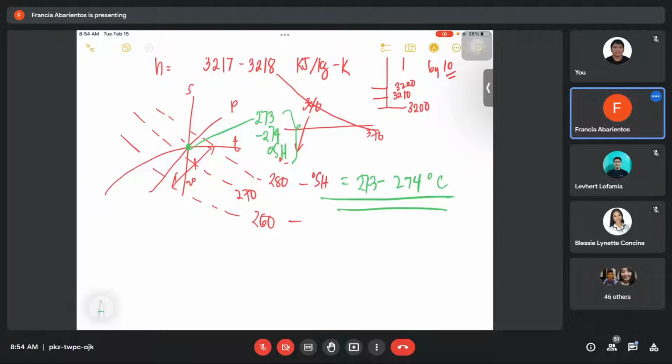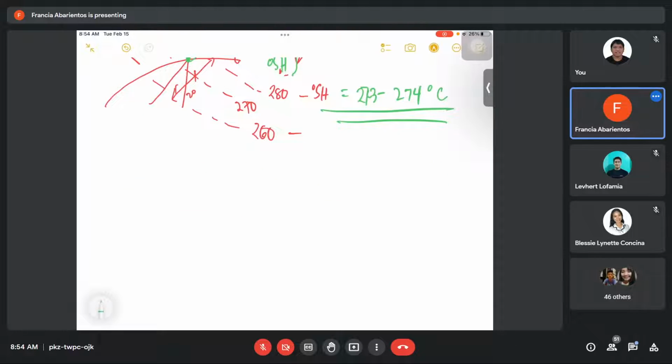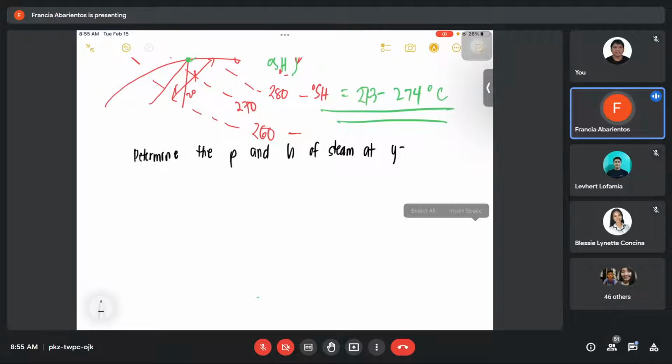Go ahead. How do we find that 4% quality, the moisture content percent? There, down here. Another example. We need to determine the pressure and the enthalpy of steam at Y. This is content.